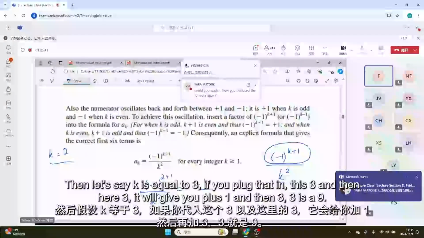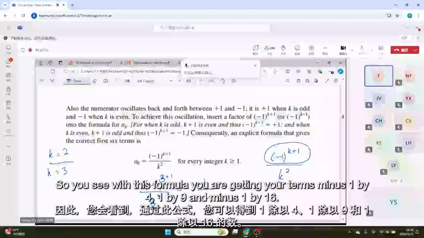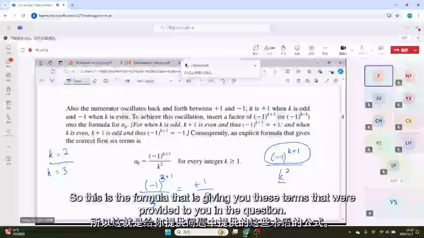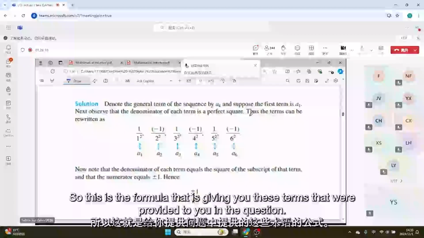Then let's say k is equal to 3. If you plug that in, this 3 and then here 3, it will give you +1, and then 3 threes are 9. So you see, with this formula you are getting your terms -1 by 4, 1 by 9, and -1 by 16. So this is the formula that is giving you these terms that were provided to you in the question.